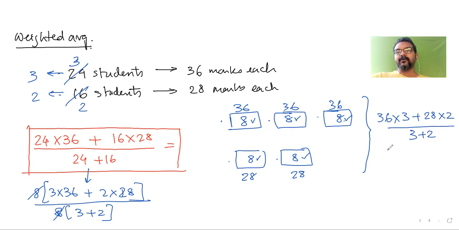How much is that? This is 108 plus 56. So 108 plus 56 is how much? 164. 164 by 5 is how much? 32.8 marks is the average for the entire class. Correct? So this is done.